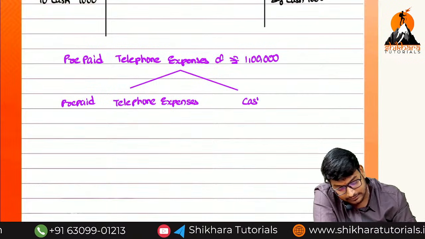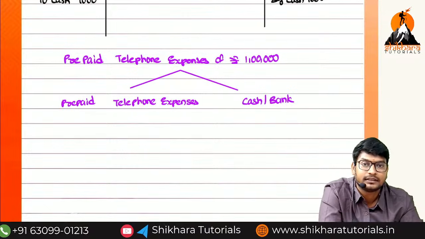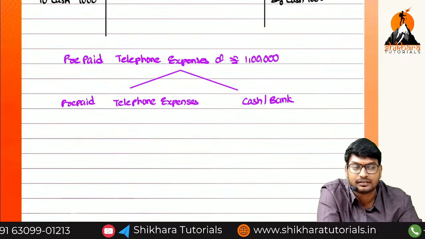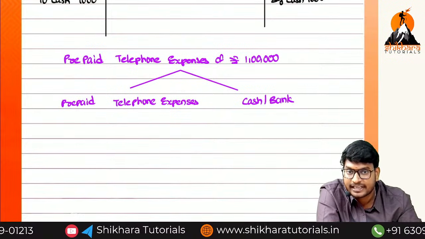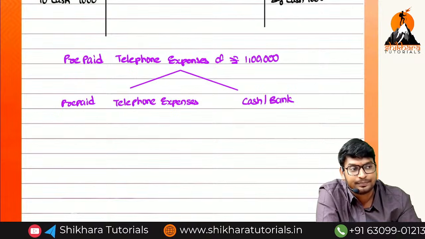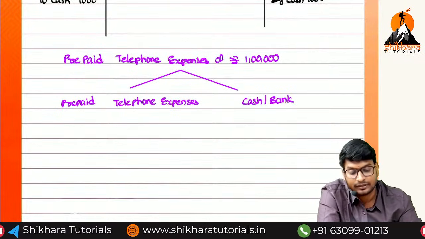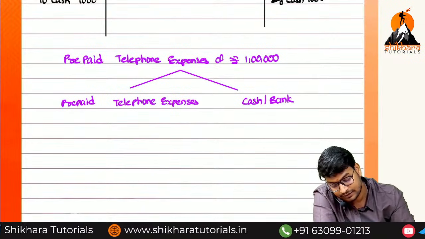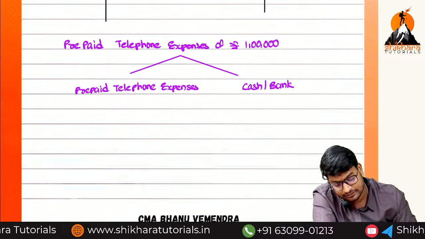Cash or bank. Paid, na? Paid means cash or bank will come into the picture. In the outstanding, is cash involvement there or not? There is no cash involvement. What are the two outcomes that come into the picture there? Expenses and outstanding expenses. Here, what? Prepaid telephone expenses, and what is the next one? And cash or bank. I will explain clearly in tomorrow's class, no problem.